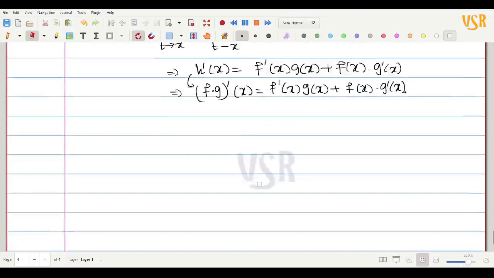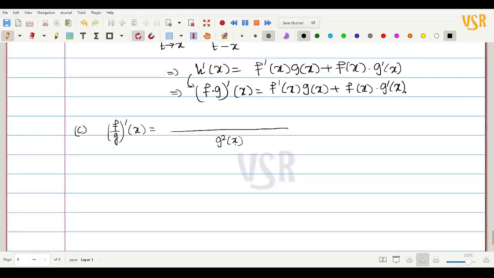Okay, so the last part is that we are going to prove that (f/g)'(x), the whole derivative at the point x, is equal to (g(x) f'(x) - f(x) g'(x)) / g(x)^2. This is what we are going to prove.